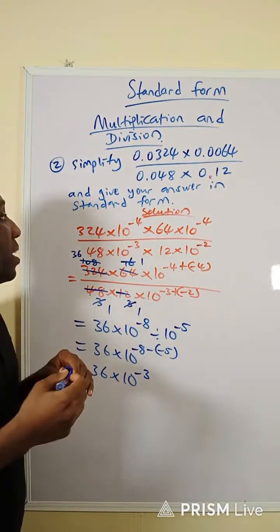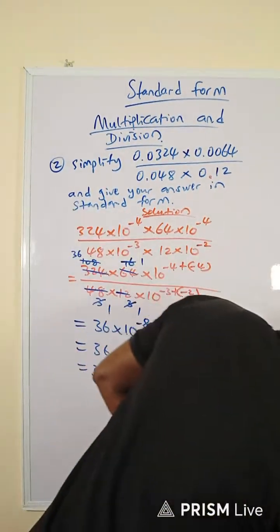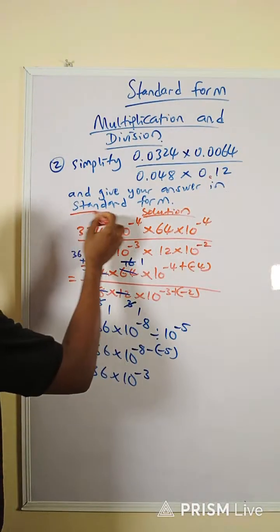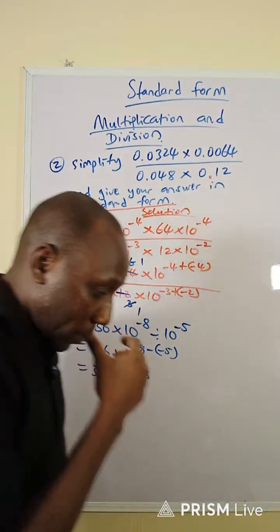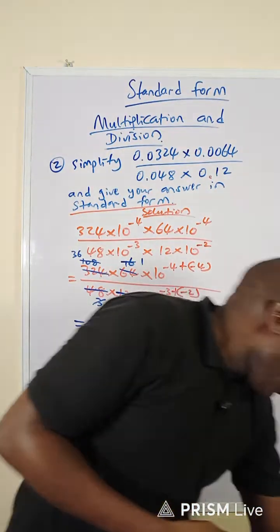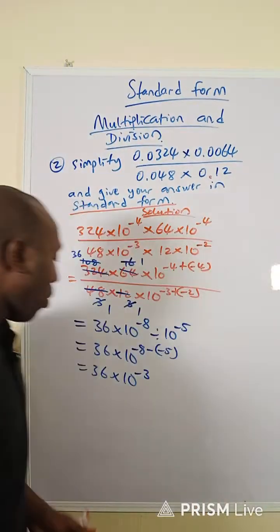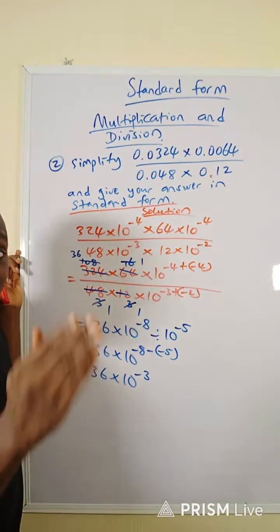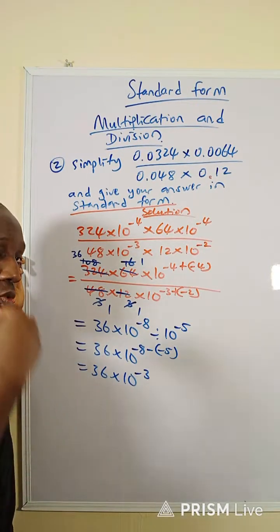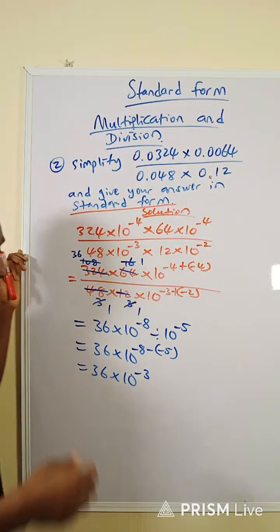Minus 3. They said we should leave our answer in standard form. People, the question: is this already in standard form? No. So why is it not in standard form? You know, for standard form, this number here must be between 1 and 10. But this is already more than 10. So we need to rewrite 36 in standard form.